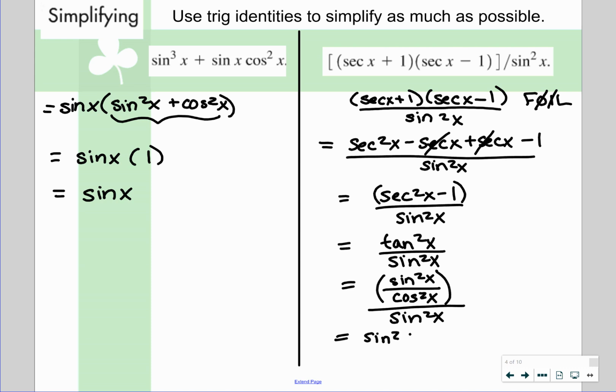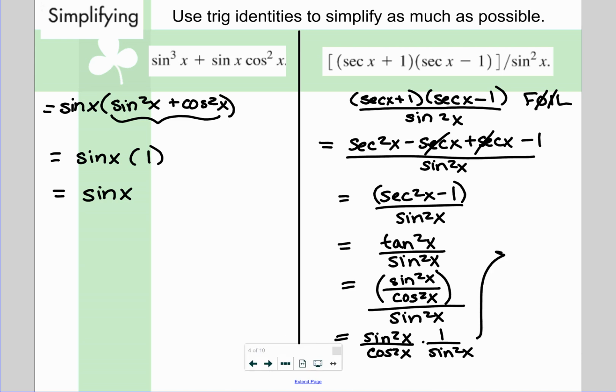Sine squared over cosine squared from the numerator. And then instead of divided by sine squared, I'm going to write times its reciprocal, 1 over sine squared. What's going to happen there? The sines are going to cancel, and I'm left with 1 over cosine squared. Well, if it was just 1 over cosine, what does that simplify to? Secant. So if it's 1 over cosine squared, what does that simplify to? Secant squared, and that's our answer. You can get it down to, again, a single trig function there.